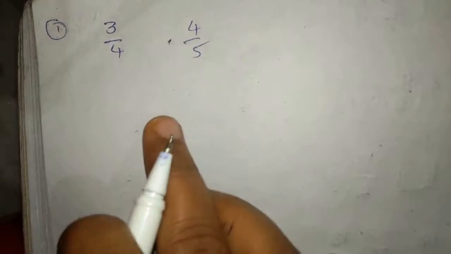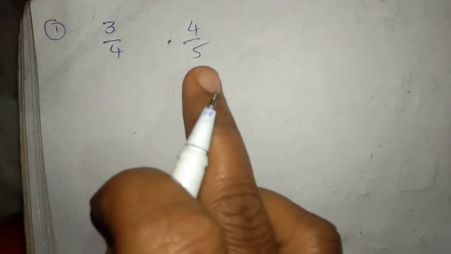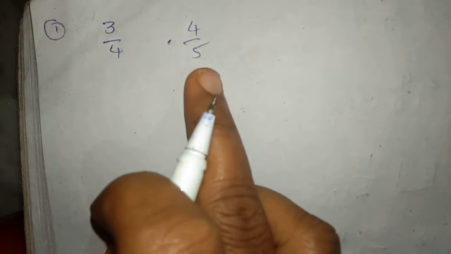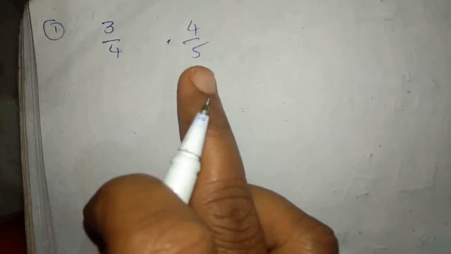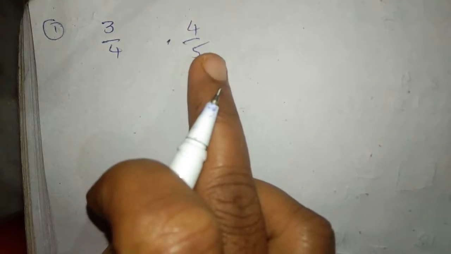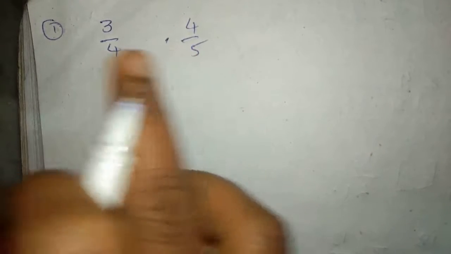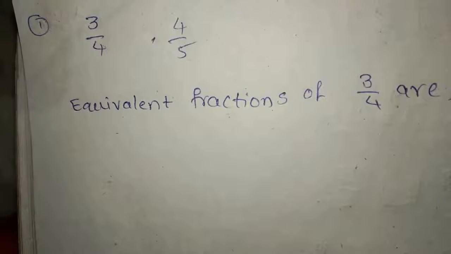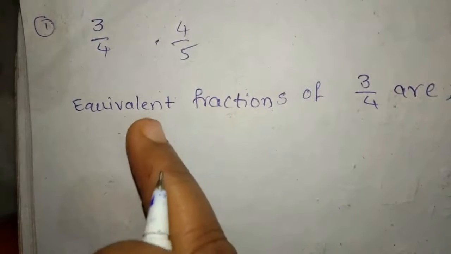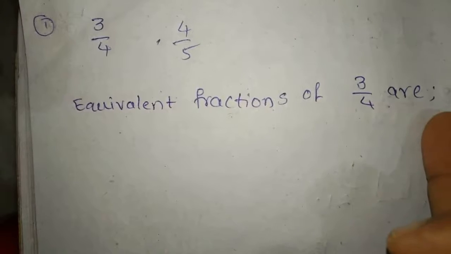First, 3 by 4 and 4 by 5 equivalent fractions. If we multiply the numerator and denominator by the same number, we can get equivalent fractions. First, in this 3 by 4, the equivalent fractions of 3 by 4 are.